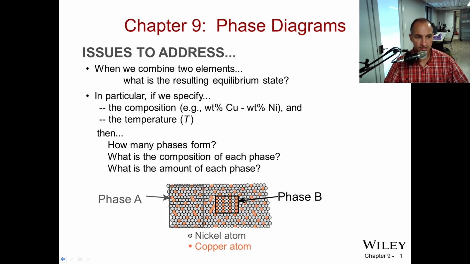Issues to address today. When we combine two elements, what is the resulting equilibrium state? In particular, if we specify the composition, weight percent copper and weight percent nickel, and the temperature, then answer the questions: how many phases form, what is the composition of each phase, and what is the amount of each phase, the weight percent of each phase.